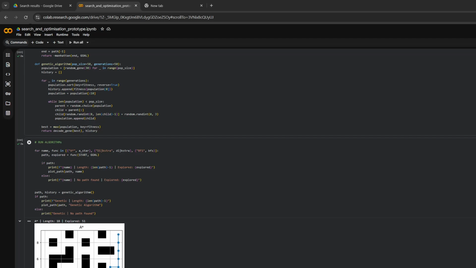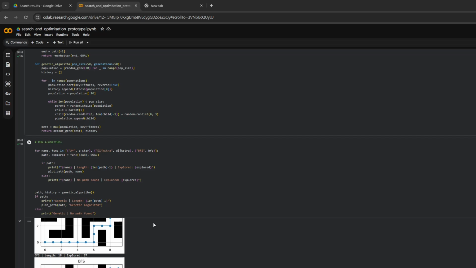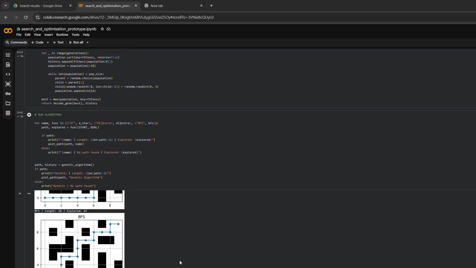So let's start off with the simplest one. We have a breadth first search. So what is this? We are thinking of what is the shortest path, but instead of thinking ahead, we're just trying to explore randomly. You're exploring everything step by step from the start.